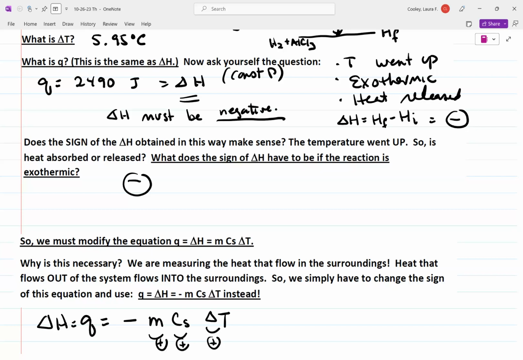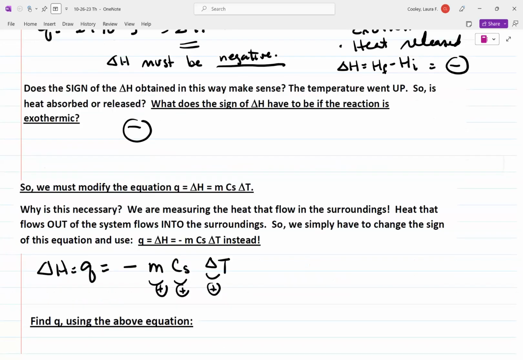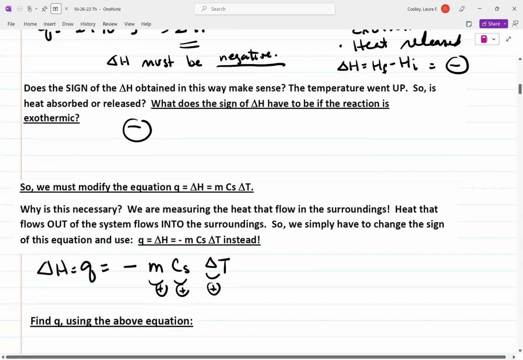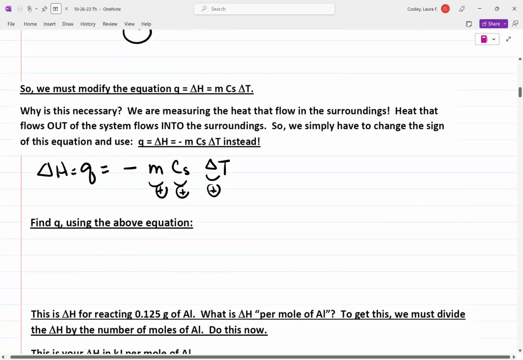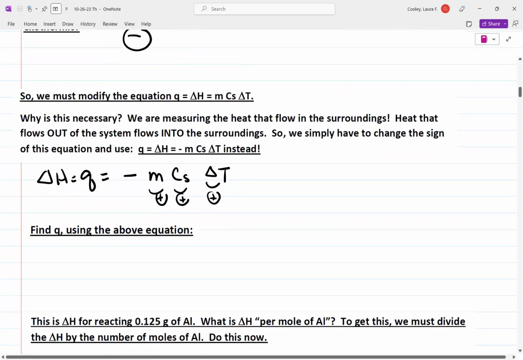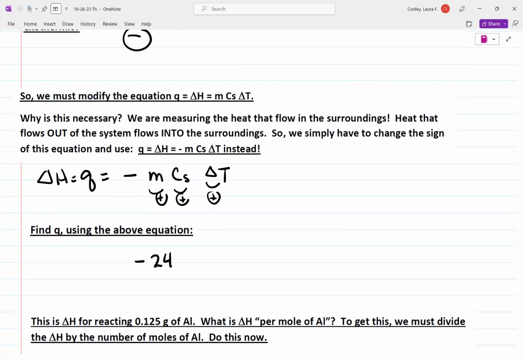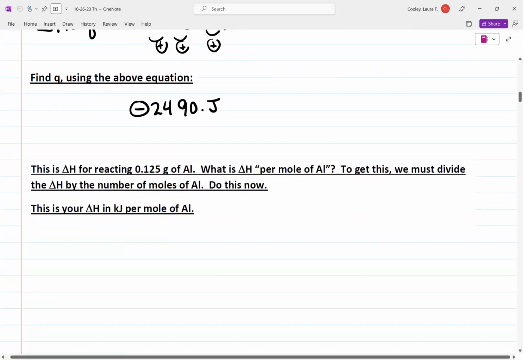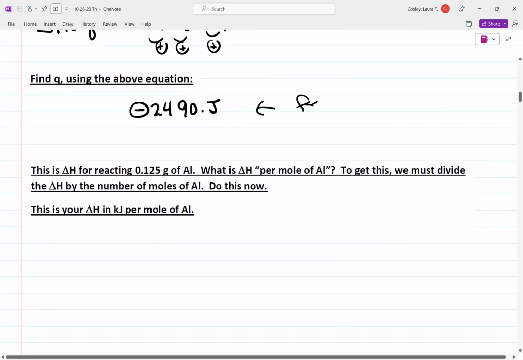So there's an opposite sign there between the Q from the system's point of view and the surroundings point of view. All you need to know, though, is that there's a negative sign there. And so when you do that and you use the above equation, instead of getting 2490, you get negative 2490.